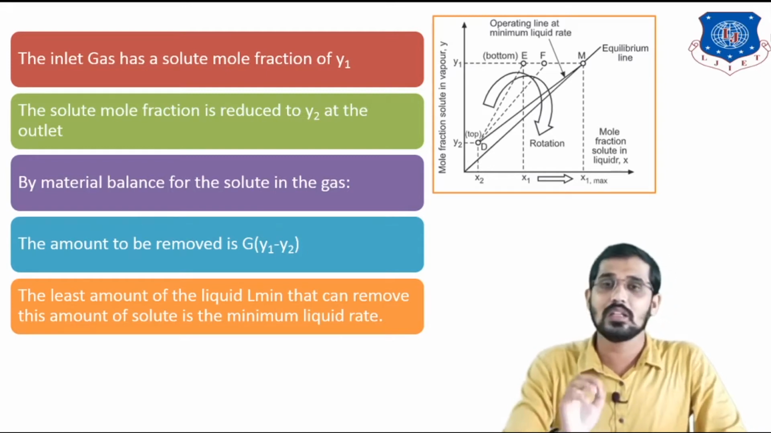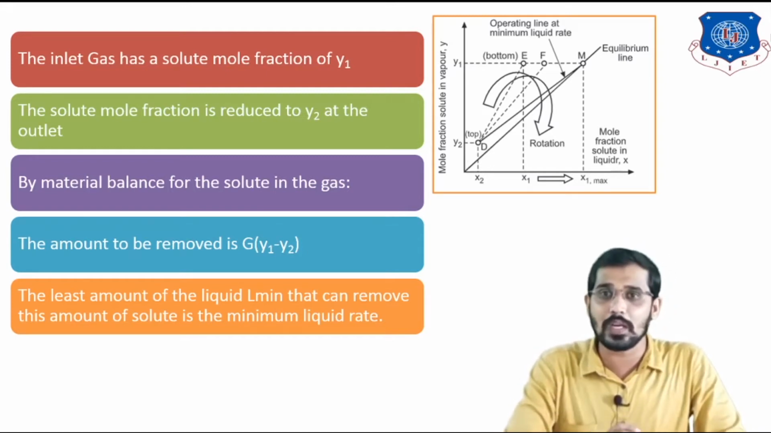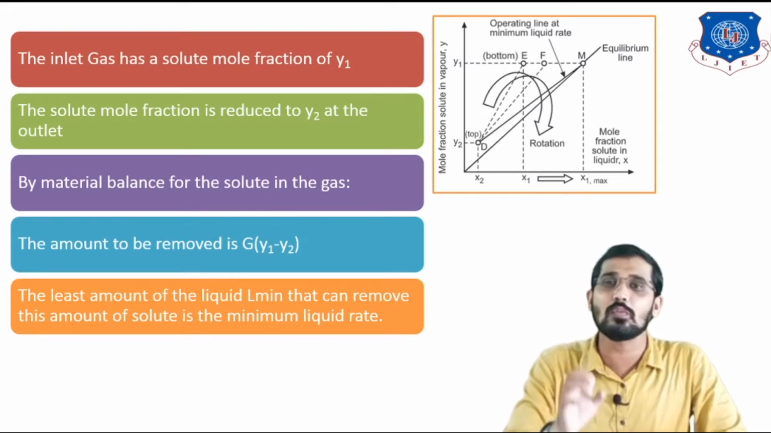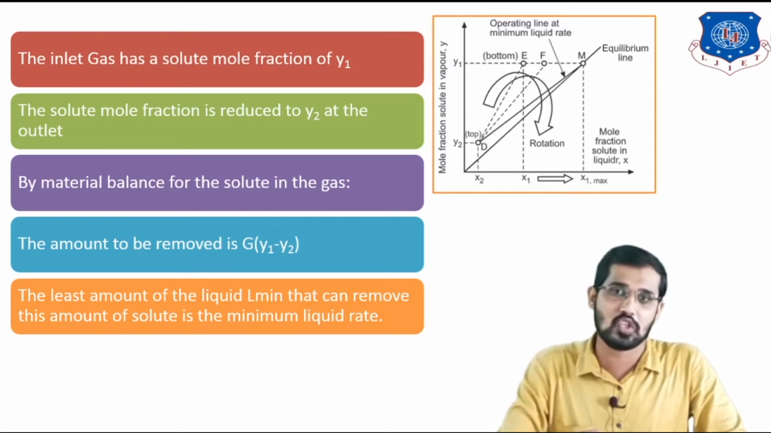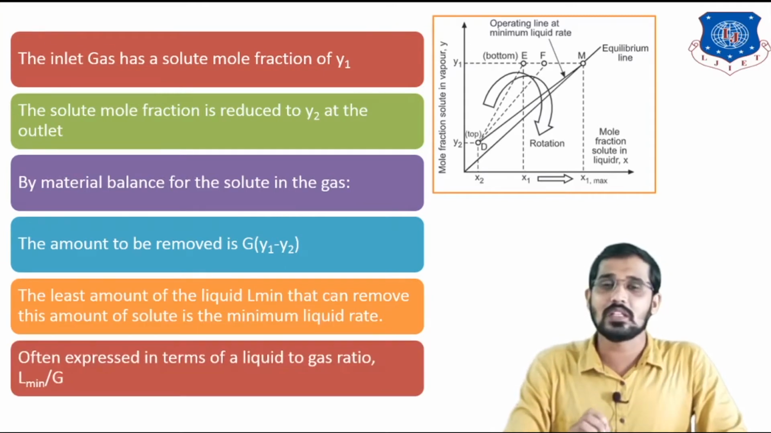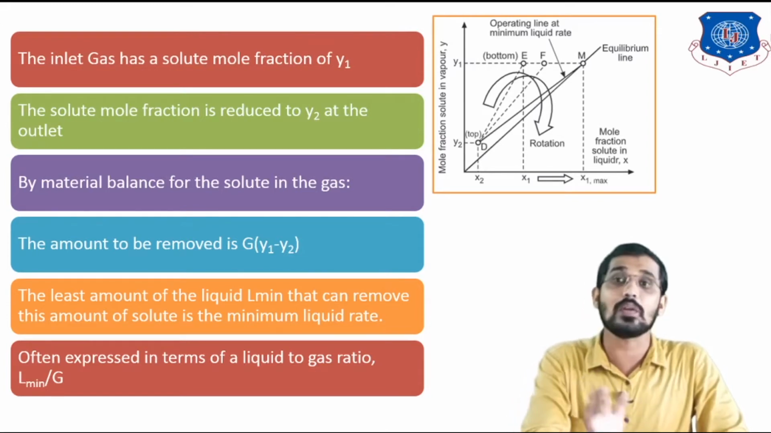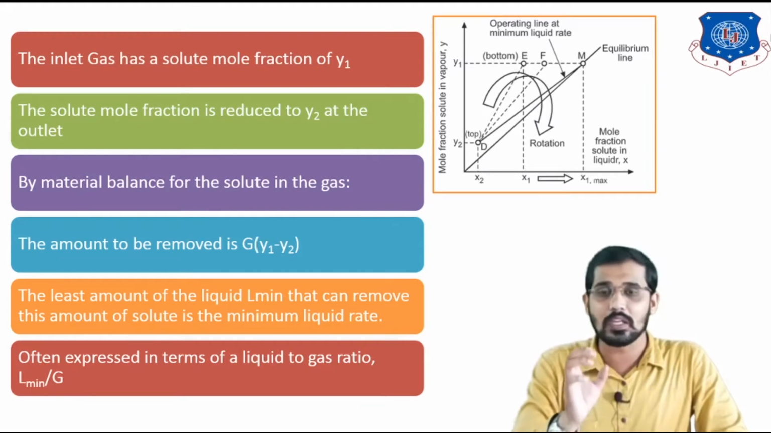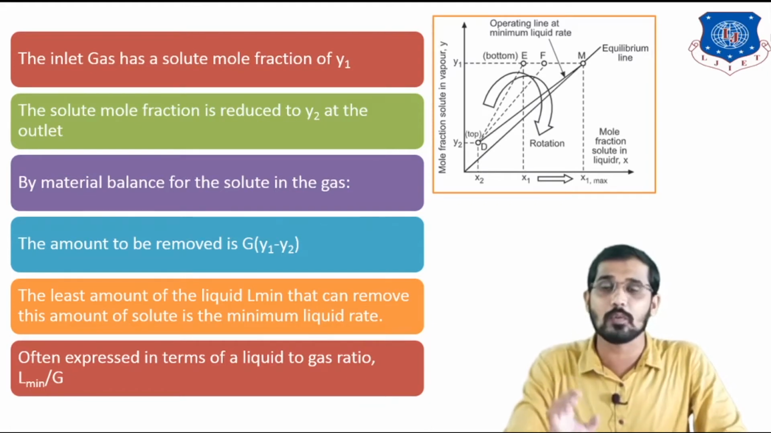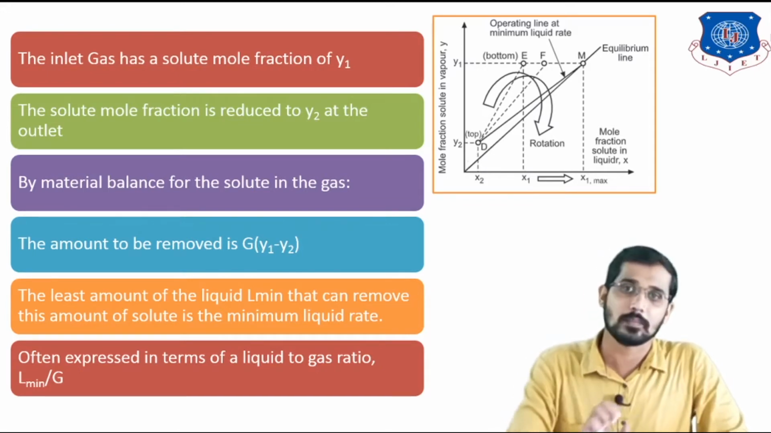So you can see here, this is the minimum liquid flow rate, and this condition is very important to remove the maximum amount of the solute from the gaseous mixture. This is represented by L minimum by G, and this ratio is the minimum liquid to gas ratio, means the minimum liquid flow rate required to remove the maximum amount of the component from the gaseous mixture. This is the meaning of L minimum by G.